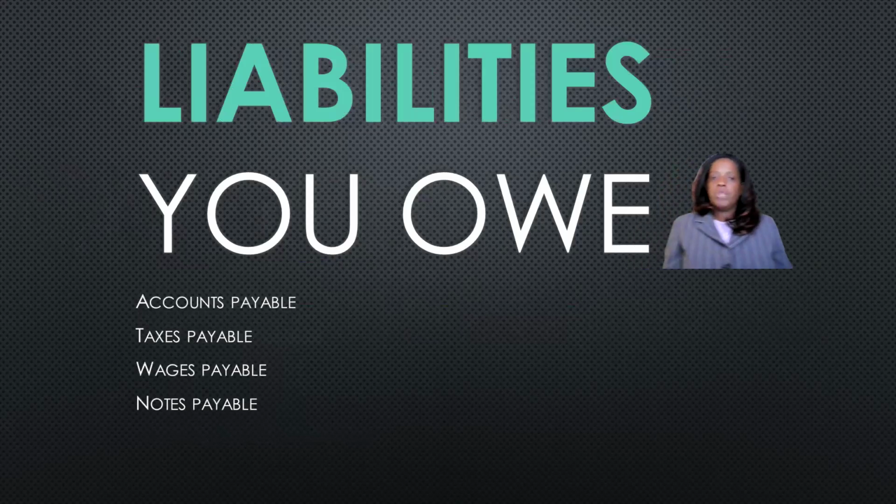Notes payable. Notes payable is money that you pay to the credit card, where you make an arrangement and you pay it. It's an arrangement between the customer and the business. And you may pay within 30 days, 60 days, 90 days, 120 days. Whatever the arrangement is, that is what happens with notes payable.